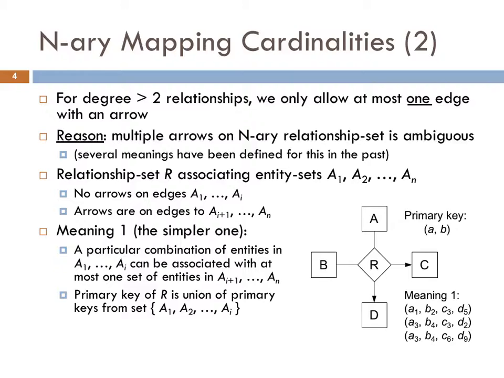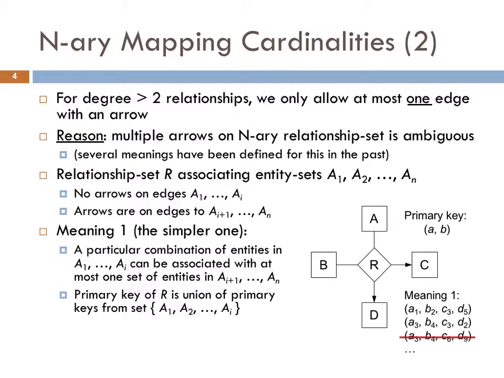Look at the primary key on that relationship set, and it includes A and B together. So in this case, A3 and B4 already appear. We're not allowed to associate them with the second pair of entities from C and D. We can only have that represented once. So that one's not allowed, and so forth. Okay? Does everybody get it?